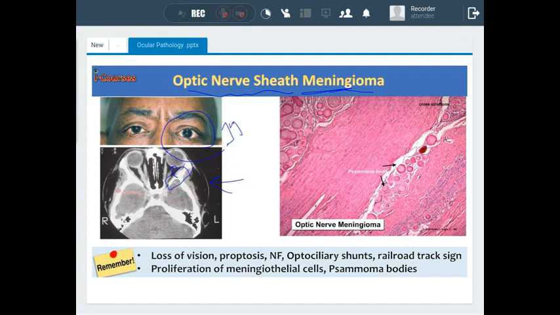Imaging will show the characteristic railroad track sign. So there is diffuse thickening of the optic nerve, not the same as the cylindrical pattern or the fusiform pattern of optic nerve glioma. The histopathological examination will show proliferation of meningothelial cells and a characteristic pattern of psammoma bodies. So these psammoma bodies are very suggestive of meningioma. So don't forget that the Rosenthal fibers are suggestive of glioma, while the psammoma bodies are suggestive of meningioma.